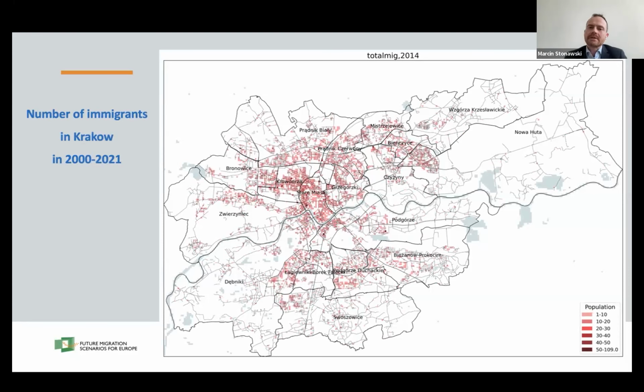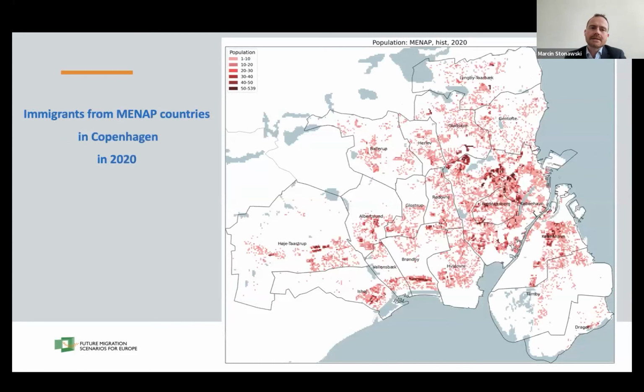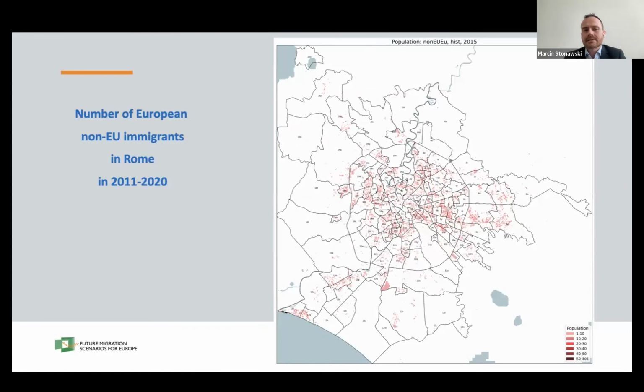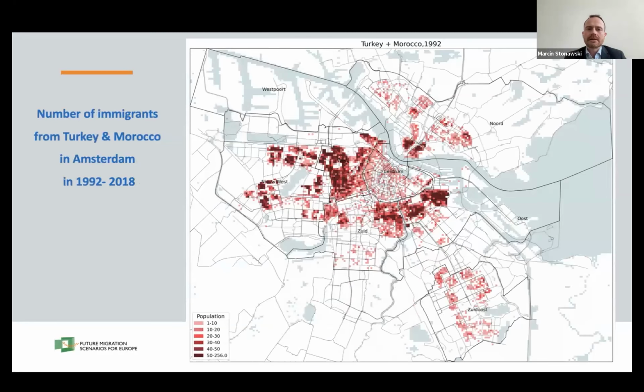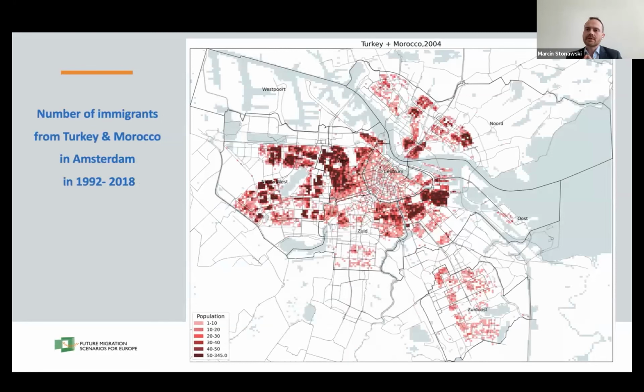And we have not only this, but we also have the projections of different groups. So we can see the change in the map of the city. Similarly, we have these estimates for different groups, for example, from MENAP countries in Copenhagen and non-EU immigrants in Rome as well. We can see the historical data, how this changes over time. The same with specific groups. So it's something that we can deliver to policymakers.